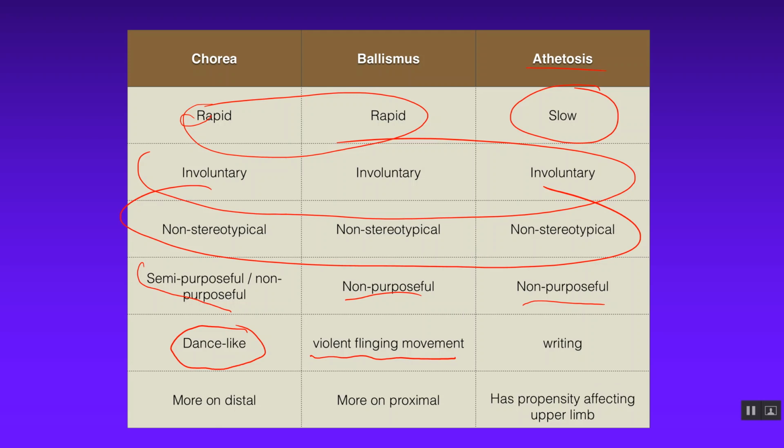That's why it's called hemiballismus. Hemi is half, ballismus is ball. So the early people that found this saw that it looked like somebody was trying to throw a ball. Their arm was just flinging around like they're trying to throw a ball. That's why it's called hemiballismus.